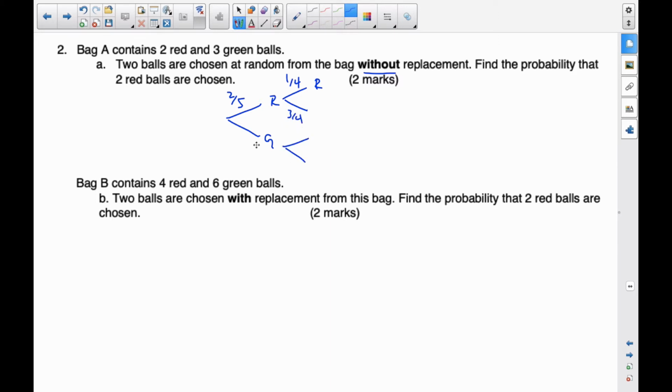And I can work the same here. This is 3/5, and so on. I want to find the probability of 2 red balls. That means I want a red and a red, which is this branch. So it's 2/5 times 1/4, which will be 1/10, or 0.1.